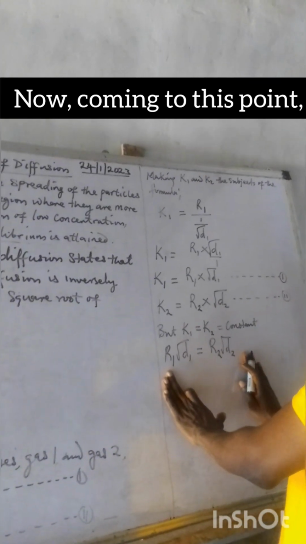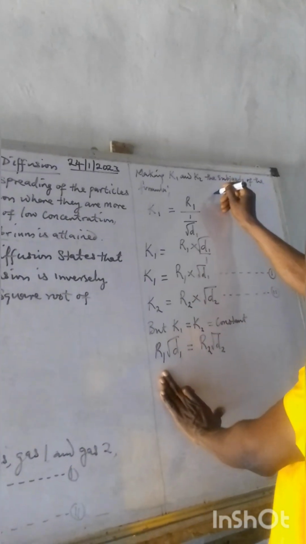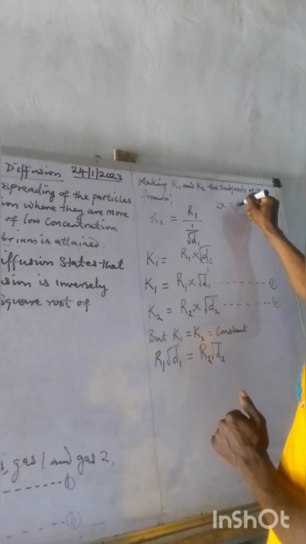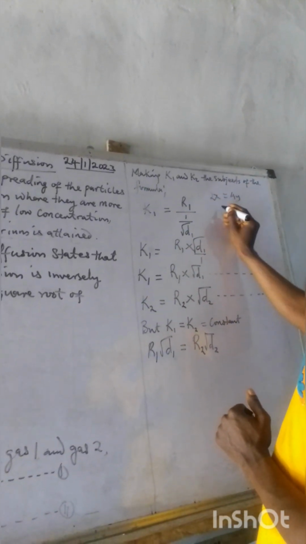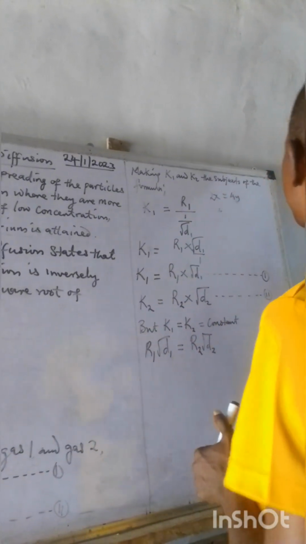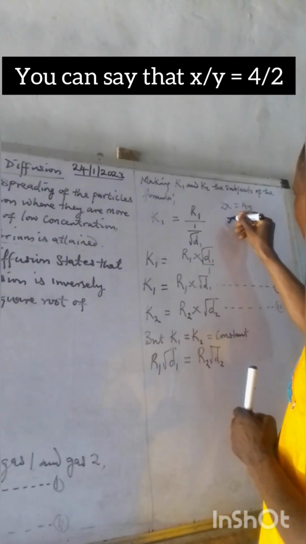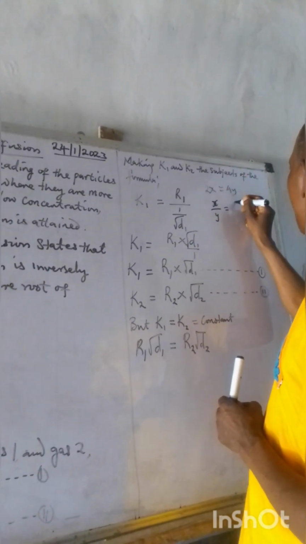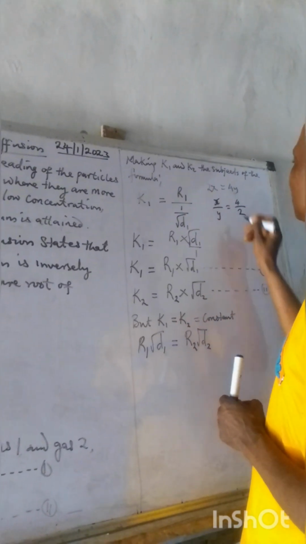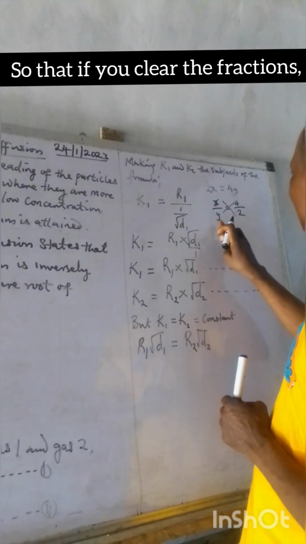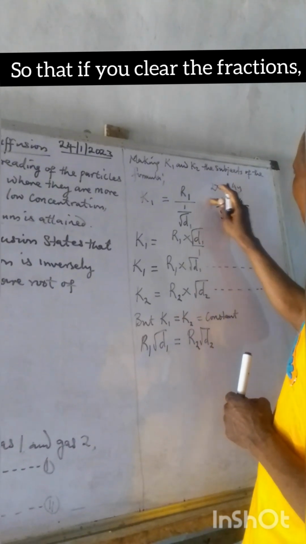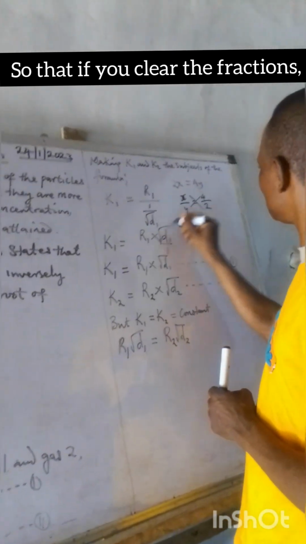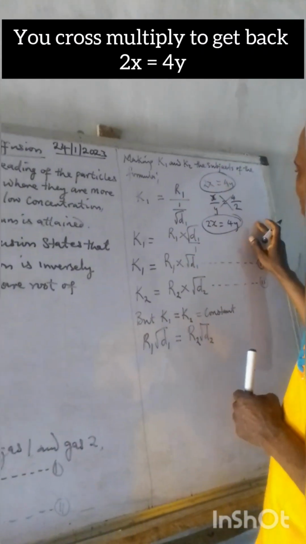Now, coming to this point, it's just like writing 2x equals 4y. You can now say that x divided by y will give you 4 divided by 2. So that if you clear the fraction, you can say y times 4, or x times 2: 2x, 4y. You get back to this equation.